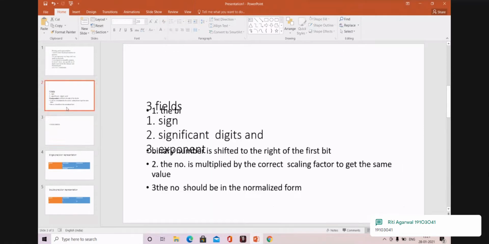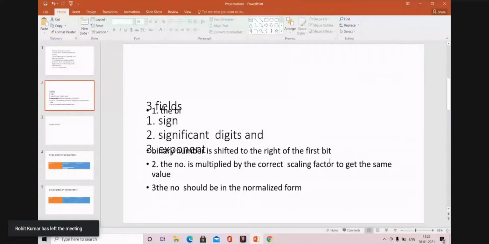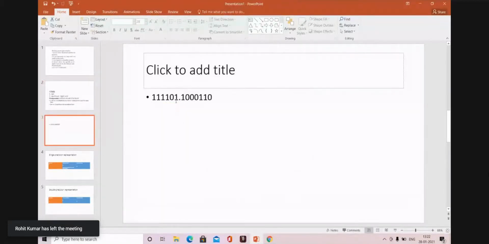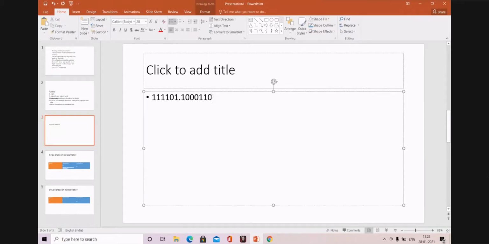So the first point was that the binary number is shifted to the right of the first bit. Now, if you look here, this is your fraction number. This is your right side and this is your left side. So what you have to do is shift to the right of the first bit. If you see here, this is your first bit. So this point has to be shifted to the first bit.